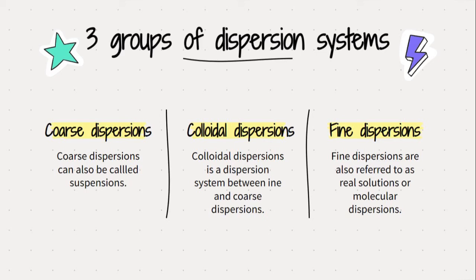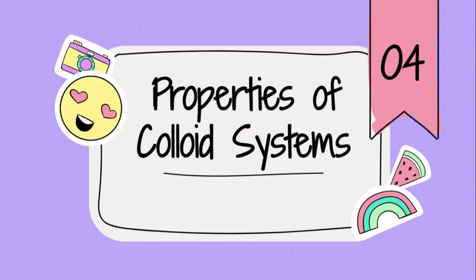Fine dispersions are also referred to as a real solution or molecular dispersion. In a real solution, a homogeneous mixture is formed because the dispersed phase is dispersed with respect to the dispersing medium. This homogeneous mixture is also called a solution. In the solution, the dispersed phase can be solid or liquid, while the dispersion medium is a liquid. An example is a solution of tea and water. The last submatery is properties of colloid system.